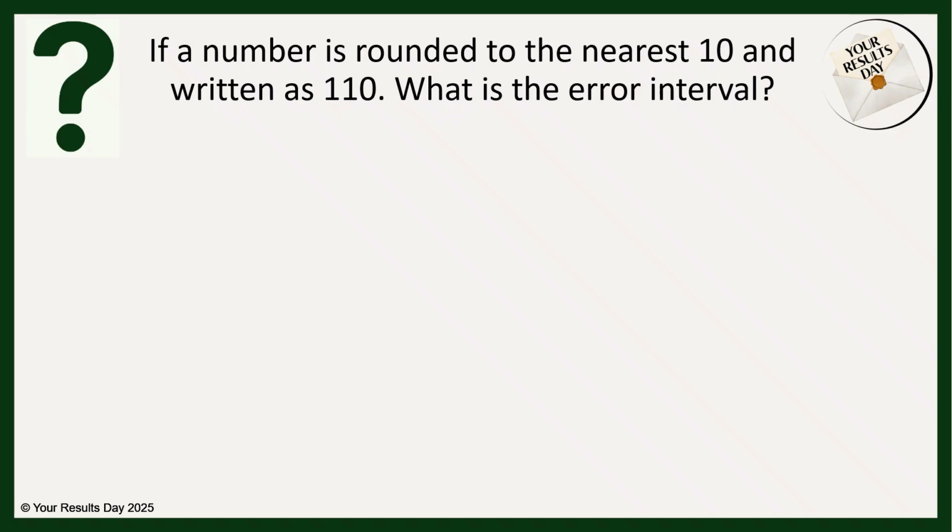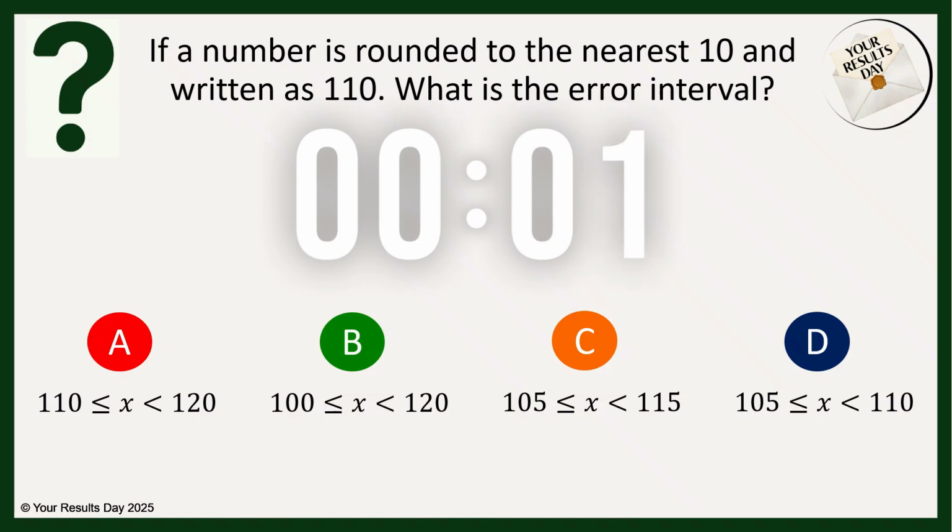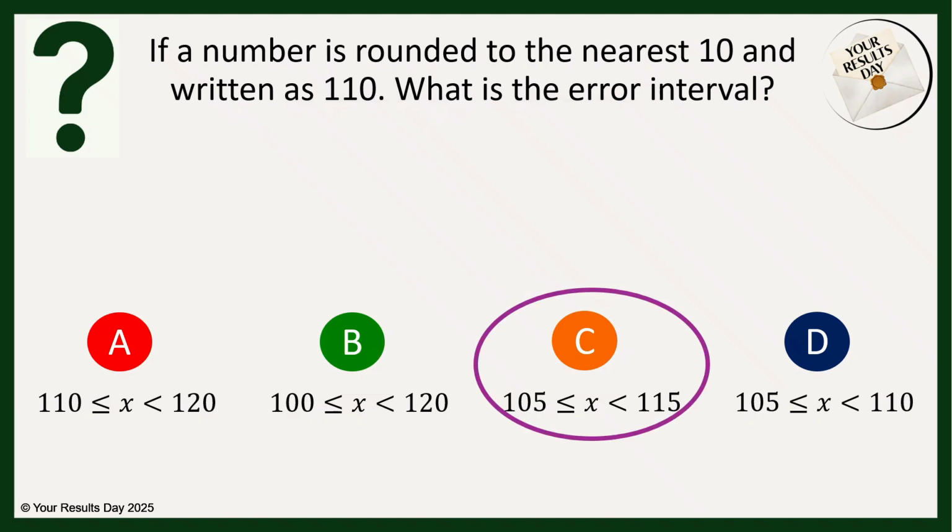On to some multiple choice questions now. I will pop a timer on screen. However, if timers don't work for you, feel free to just ignore it and pause the video, use whatever time you need, and then hit play when you're ready to see the solution. We've got, if a number is rounded to the nearest 10 and written as 110, what is the error interval? Here are your options. The answer to that one was C.